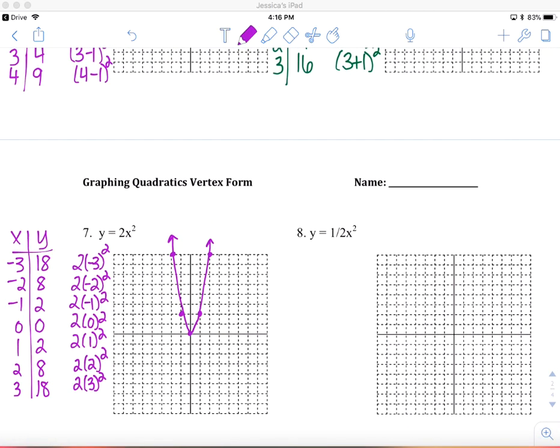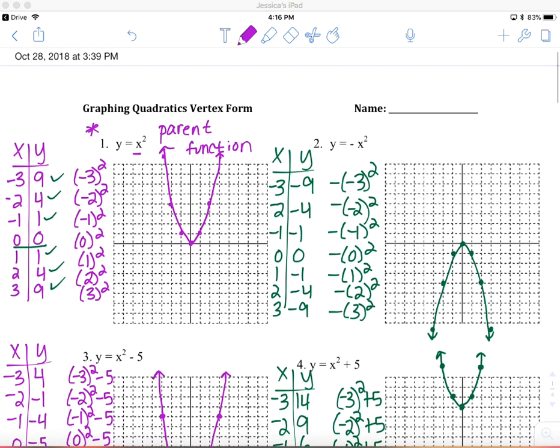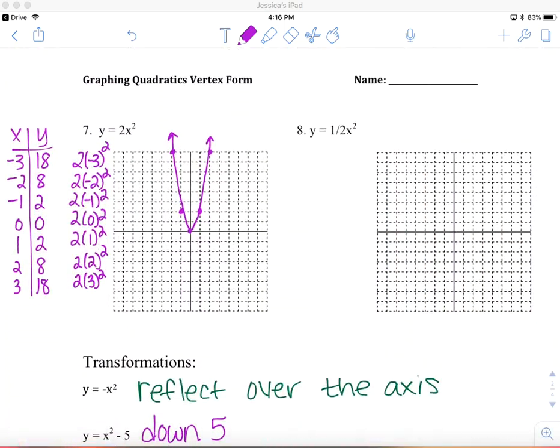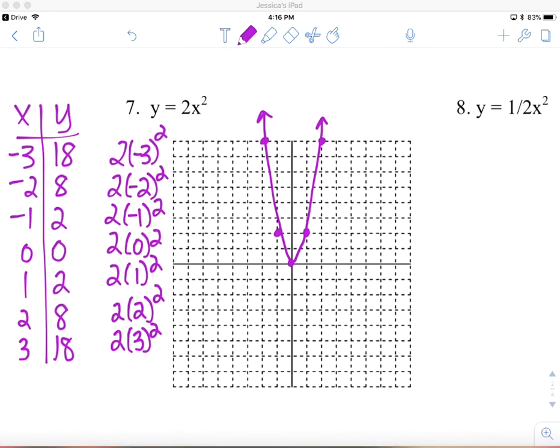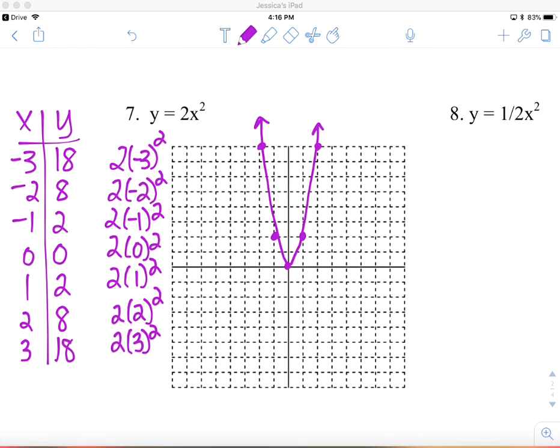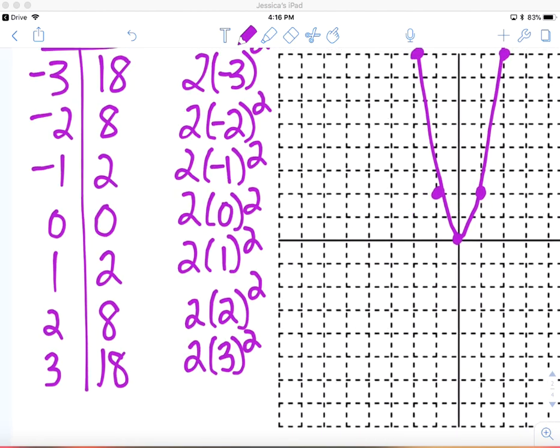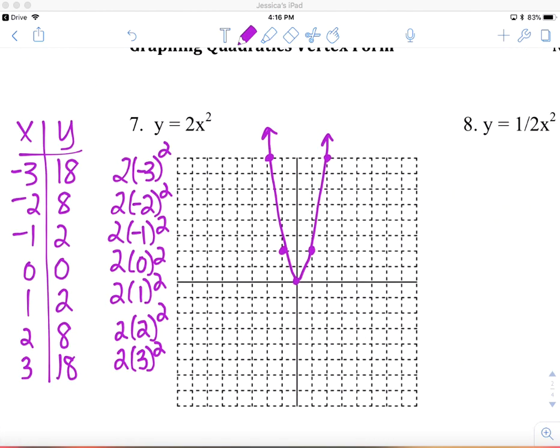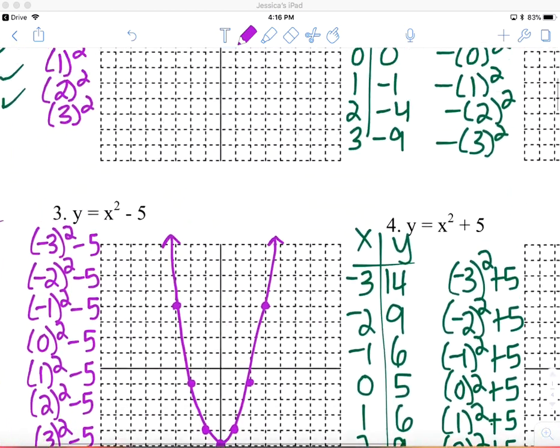When you compare this with your parent function, you can see that the 2 in front actually made it skinnier. This is called a vertical stretch. If you think about a rubber band, if you pull the rubber band up really high, it gets skinnier. That's what's happening here. When you stretch it up, it makes the graph get skinnier. Multiplying all the y's by 2 makes the y's speed up and go higher faster. That's what's making it skinnier than what our parent function looked like.